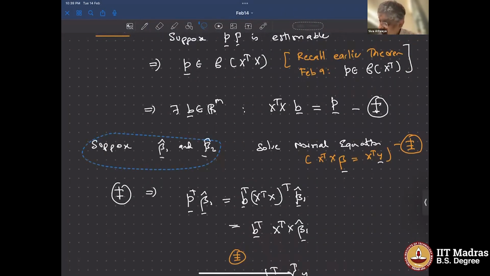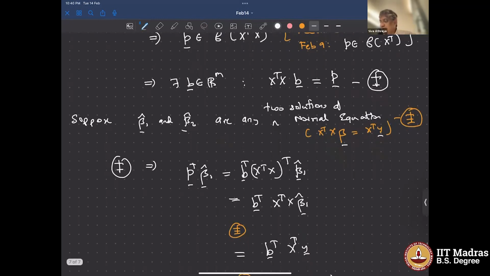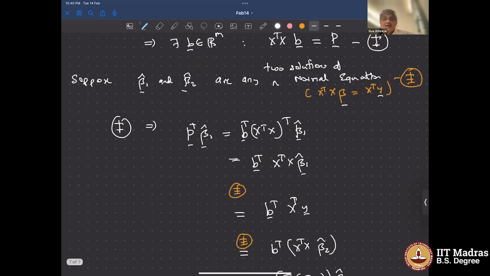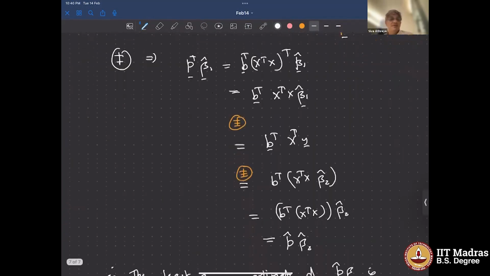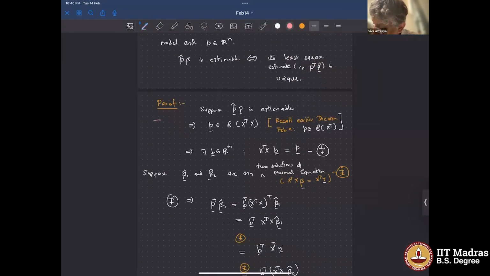Suppose beta 1 hat and beta 2 hat are any two solutions of the normal equations. It turns out that P transpose beta 1 hat will be the same as P transpose beta 2 hat. So that's unique. So I've shown this implication, so this implication is done.